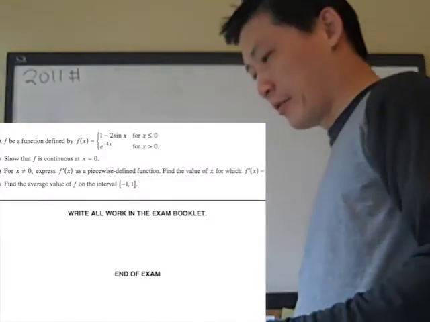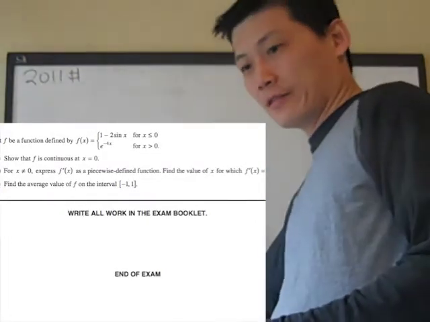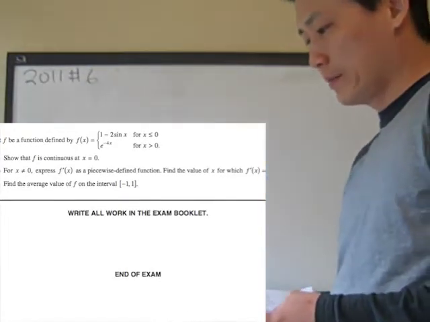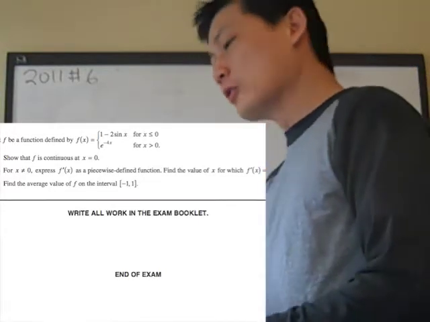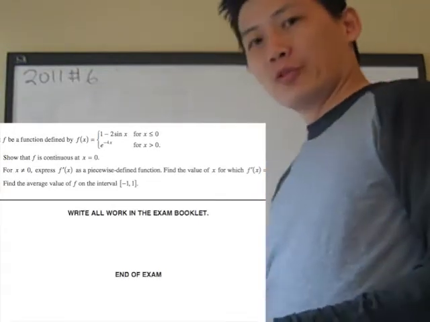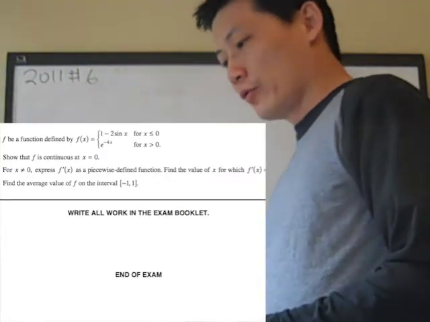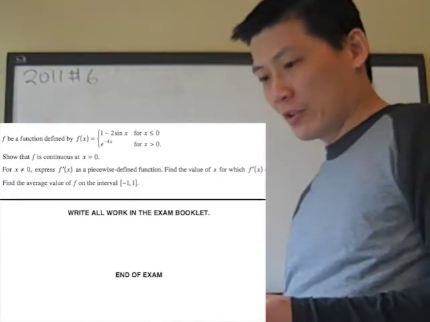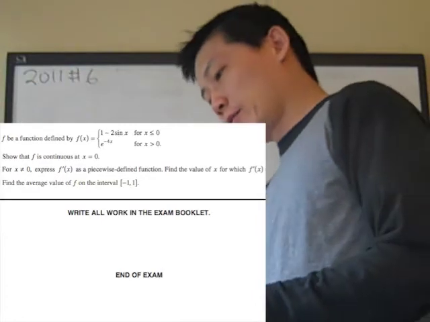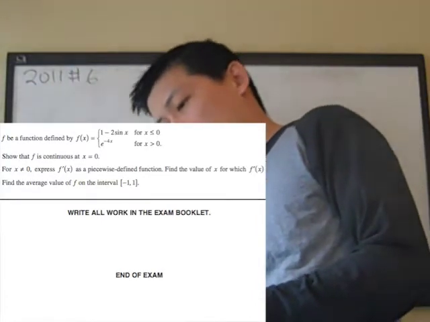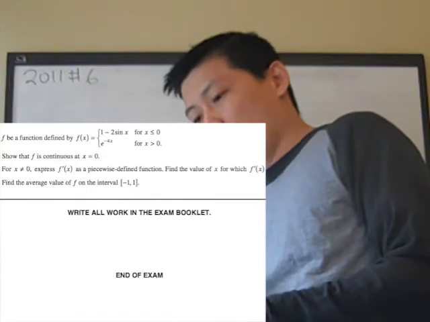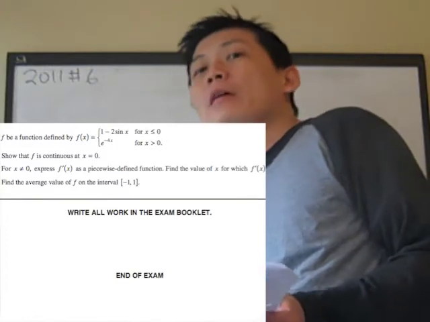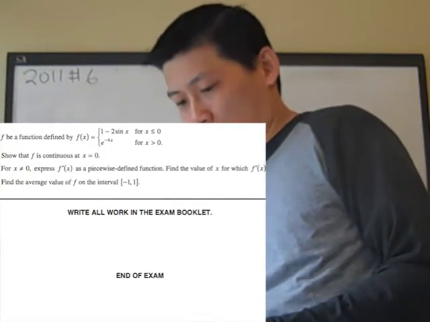Alright students, today we're going to talk about 2011 number 6. In just a quick glance at this problem, you will notice that it probably has to do with continuity, and it's a piecewise function, and so on. And in fact, there's one term put in part C, which is average value. So you need to remember the average value formula for the calculus problems.